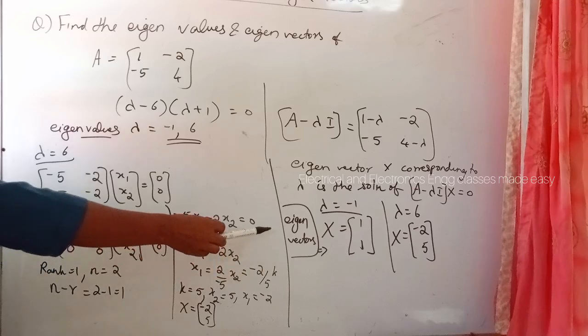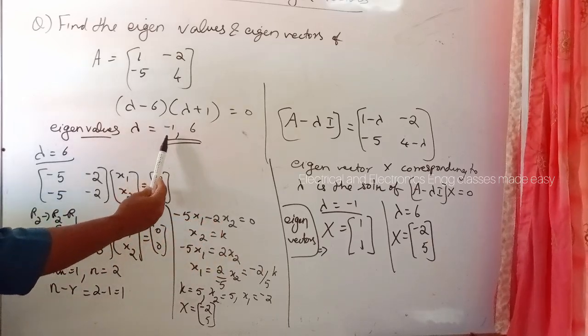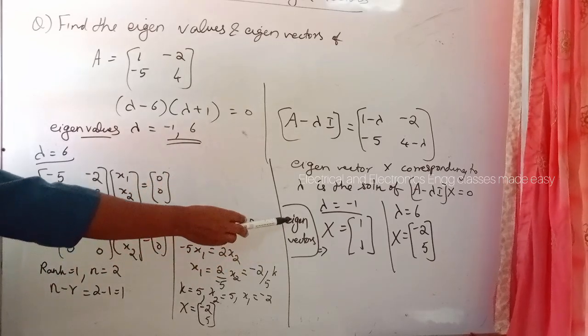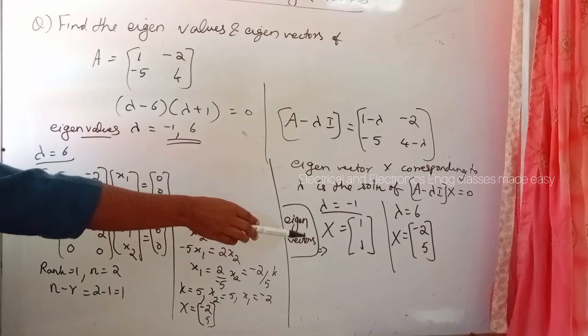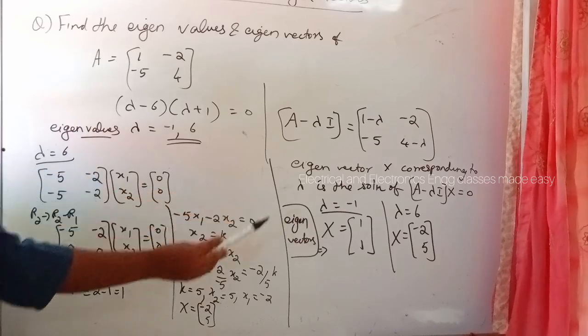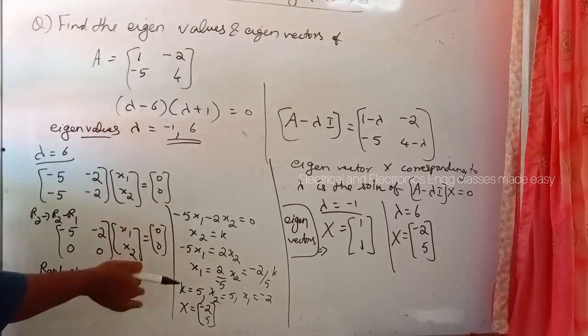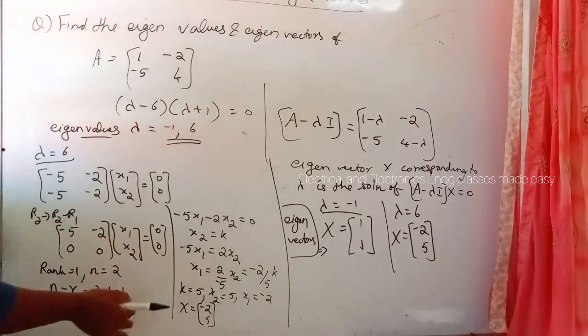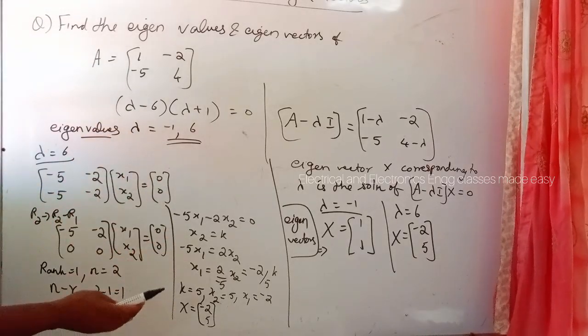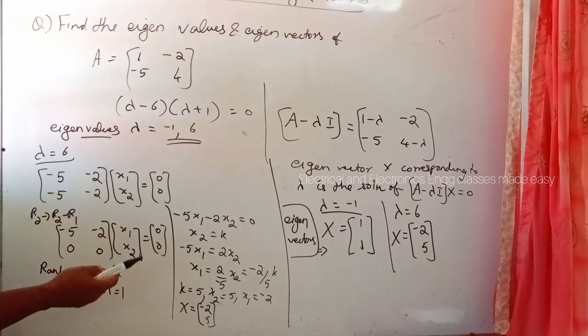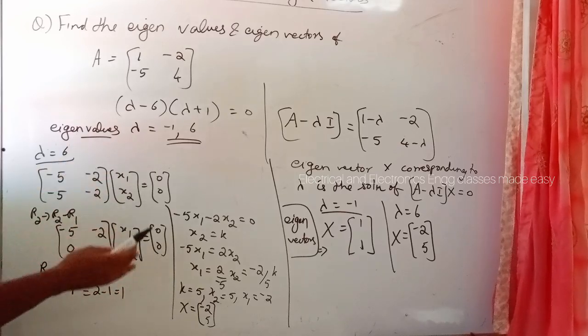So the eigenvectors corresponding to the eigenvalues minus 1 and 6 are x equal to 1, 1 and x equal to minus 2, 5. In this way we solve the problems to find eigenvalues and eigenvectors. In the next class, let us discuss more problems related to eigenvalues and eigenvectors.